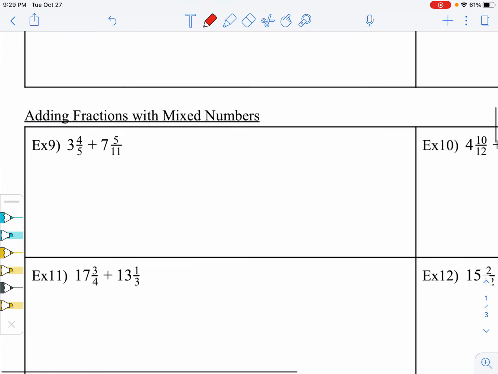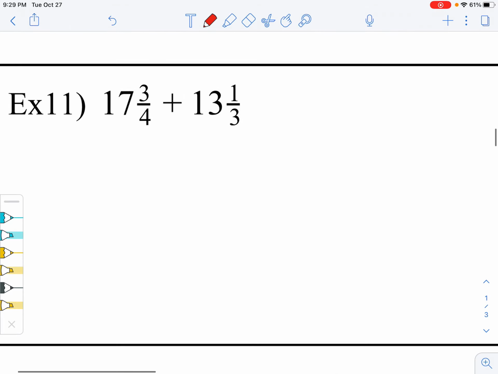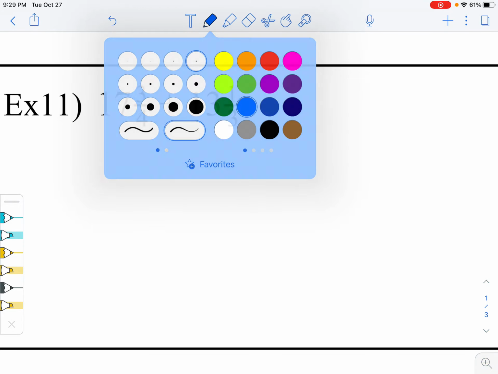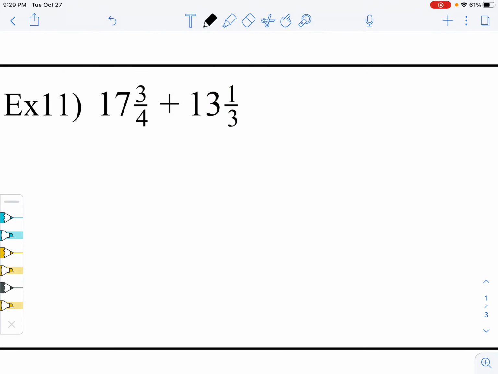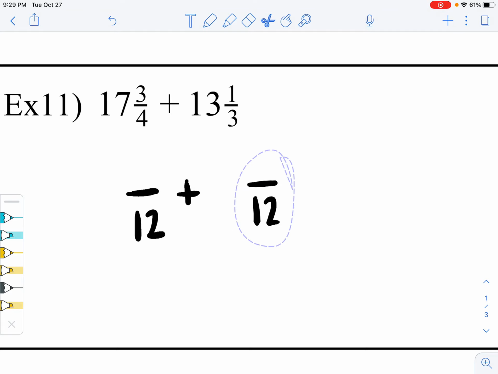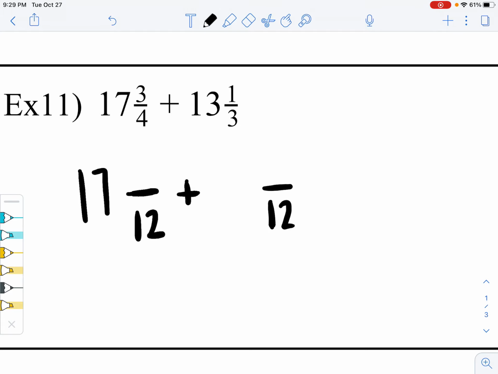Now let's do one with mixed numbers. So for this question, we're going to do 11, and we do not have common denominators. We have a 4 and a 3. So our common denominator is going to be 12. Now we can't forget our wholes, so I'm going to write down our wholes still. We have 17 and we have 13. 4 times 3 gives me 12, so 3 times 3 gives me 9. And on this side, we have 3 times 4 gives me 12, so 1 times 4 gives me 4.